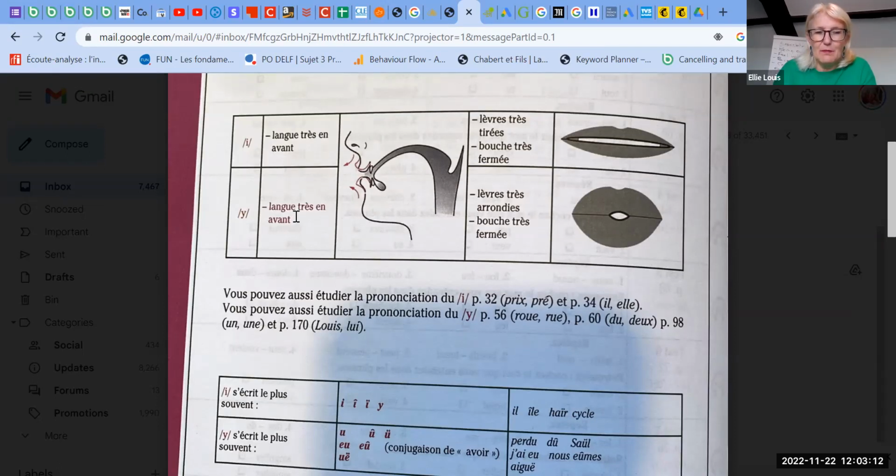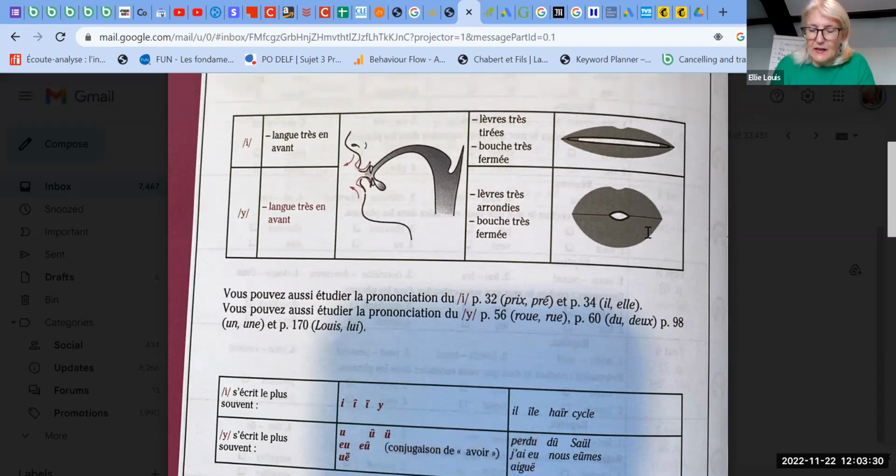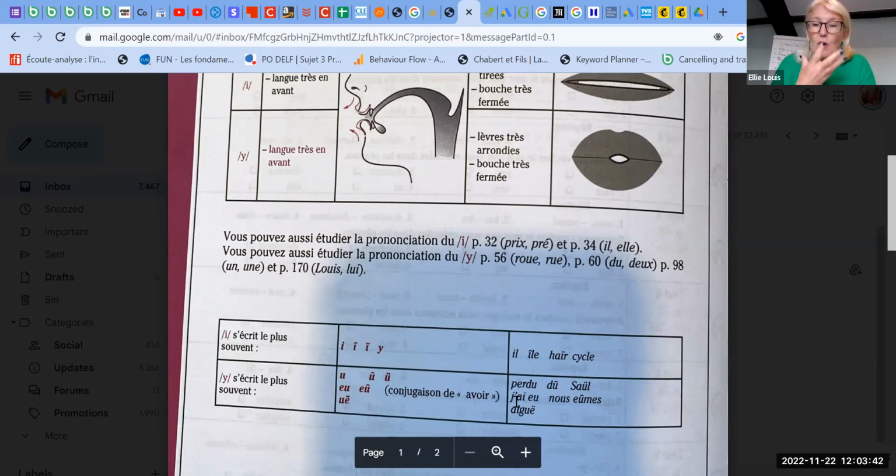Okay, so the tongue is at the front again, but this time les lèvres très arrondies. So the lips are really round this time. You can see it's a completely different shape, isn't it, to the one above? And again, the mouth is very closed. So if you want to try perdu, if you're doing that, then you're going to be close to the sound. If you open your mouth up where it needs to be closed, you won't hit the sound. So perdu, du, su, j'ai eu, nous eûmes, and aigu.